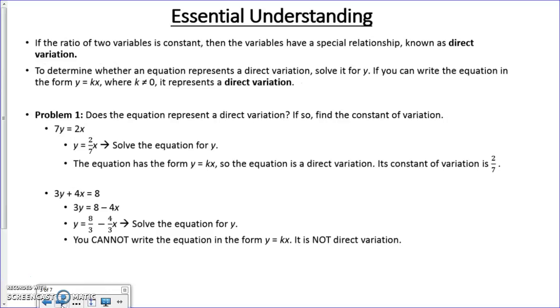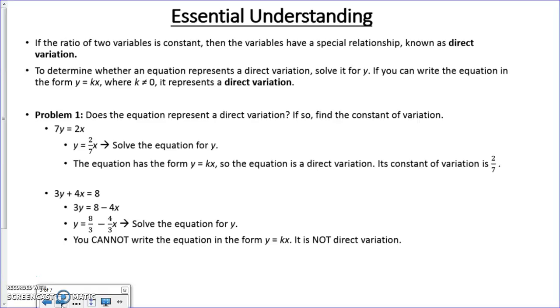Essential understanding. If the ratio of two variables is constant, then the variables have a special relationship known as direct variation. To determine whether an equation represents a direct variation, solve it for y. If you can write the equation in the form y equals kx, where k is not equal to 0, it represents a direct variation. So let's look at a couple of problems.